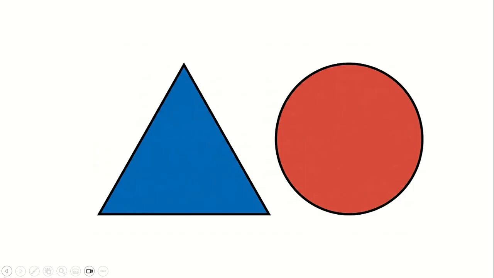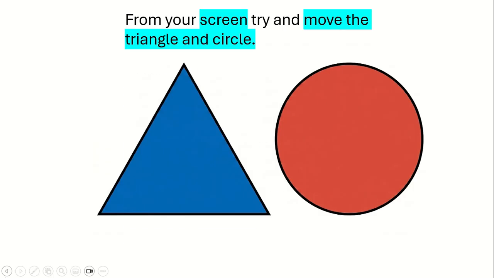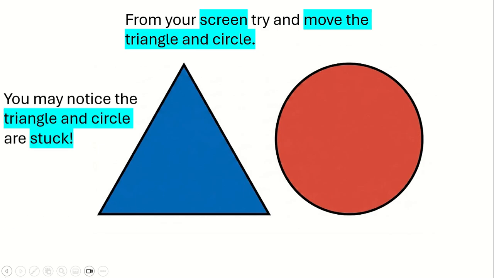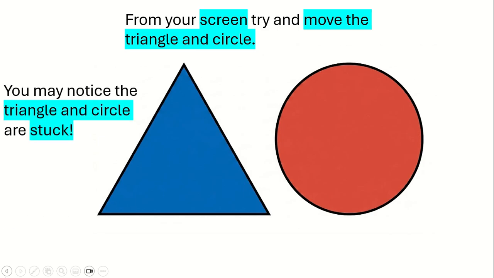Now, let's look at these two shapes, right? From your screen, can you try and move the triangle and circle? Try and move it. You can pause the video to do that. So, were you able to move it? Probably not, because these triangles and circles are stuck. They cannot move, right? So another word for stuck is fixed. They are fixed in place.